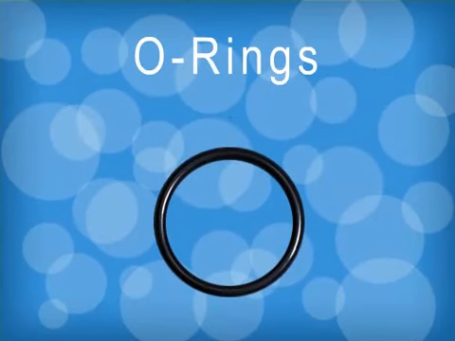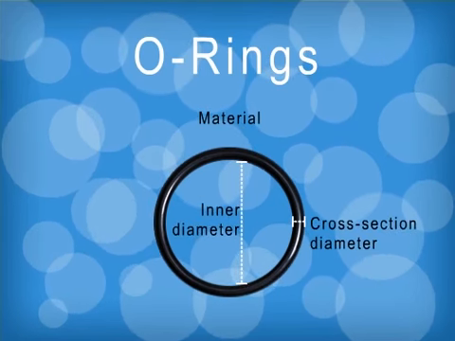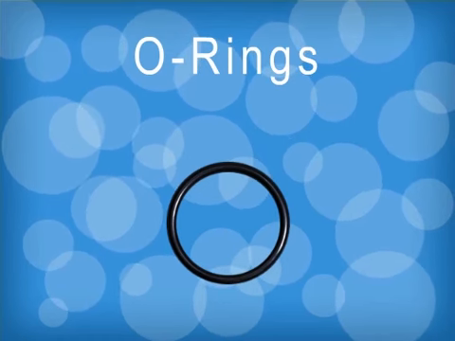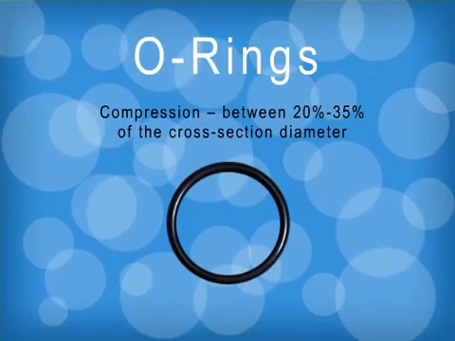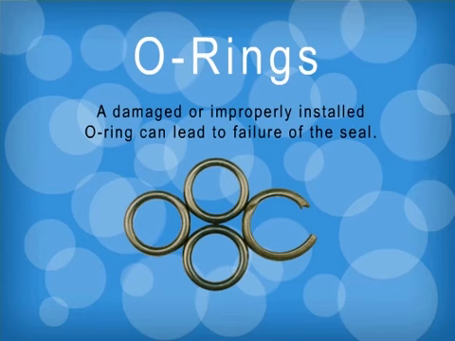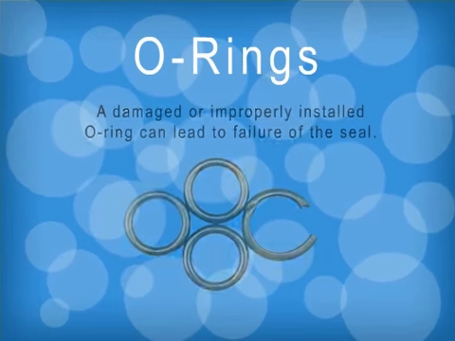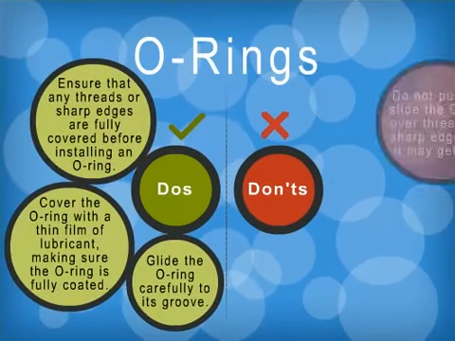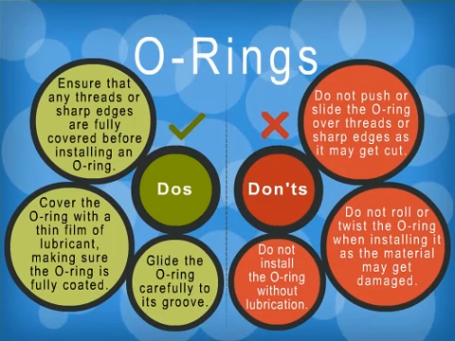An O-ring is selected based on its material, inner diameter, and cross-section diameter. Typically, the compression on an O-ring between two mating parts of a machine is between 20% to 35% of the cross-section diameter. A damaged or improperly installed O-ring can lead to failure of the seal. Here are some do's and don'ts to keep in mind when installing an O-ring. Always make sure that the O-ring and working surfaces are clean.